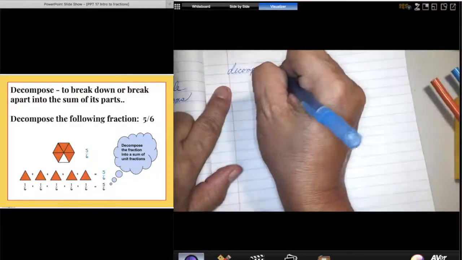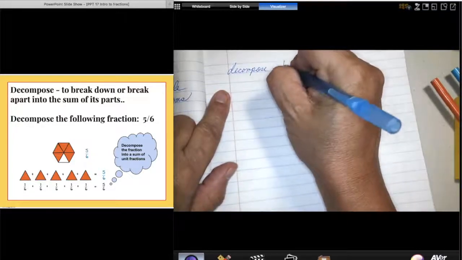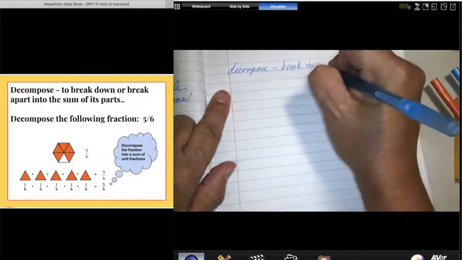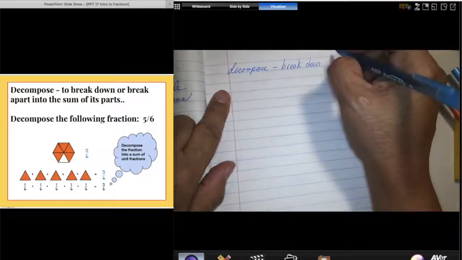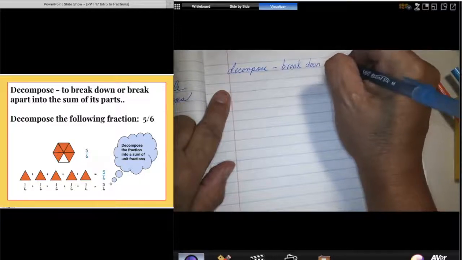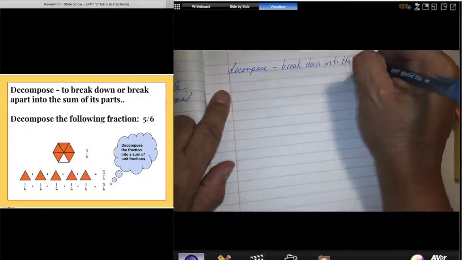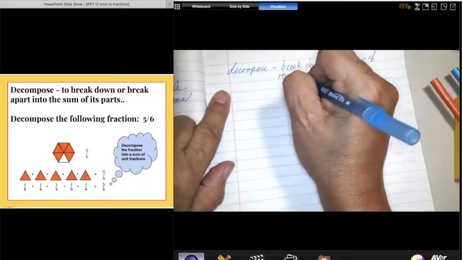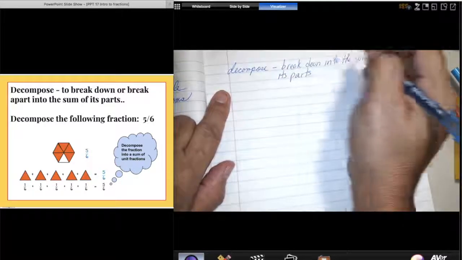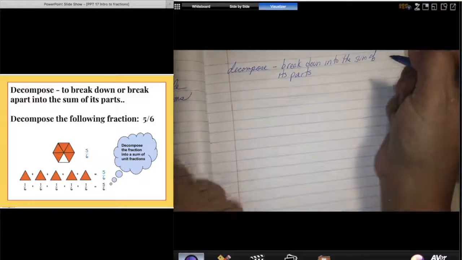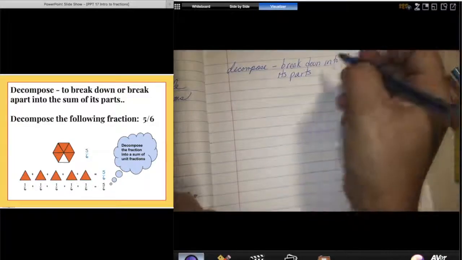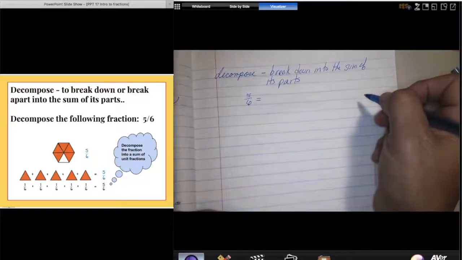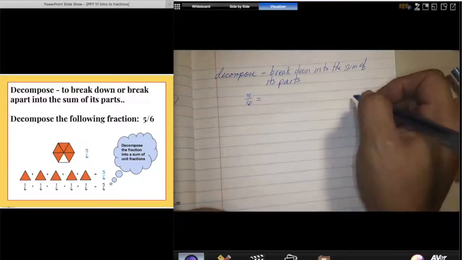Remember that decompose means to break down, to break down or break apart into the sum of its parts. For example, we have 5/6. Now, if we have 5/6, there are several ways to decompose it.